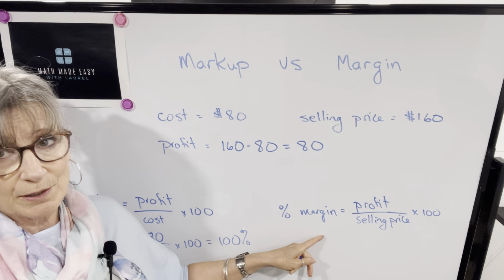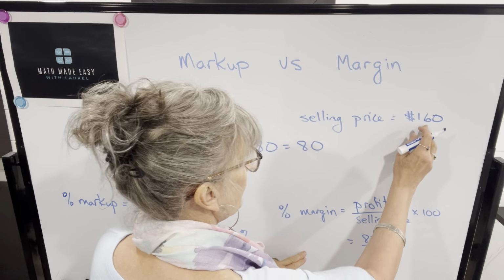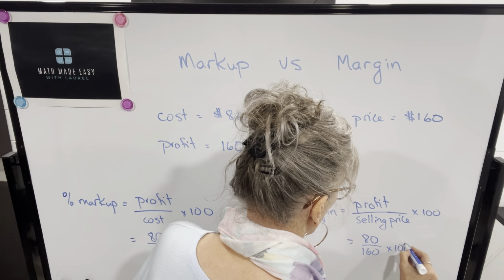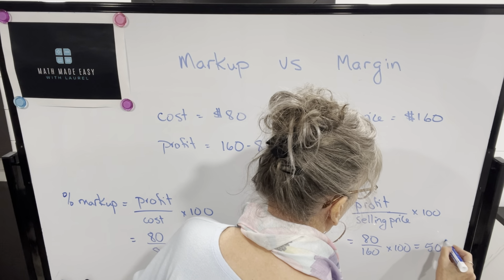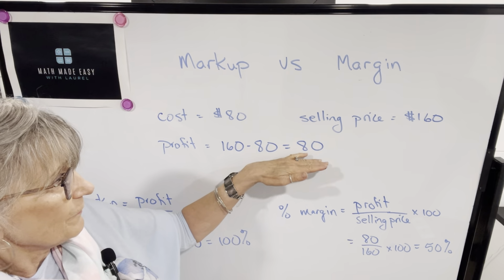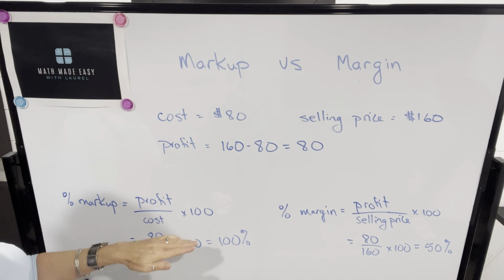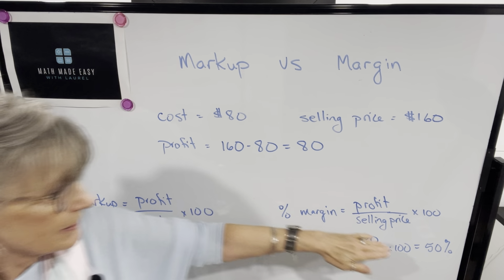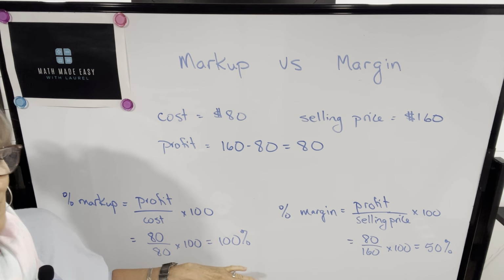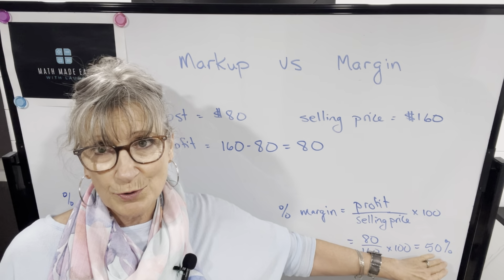On the other hand, if we're finding percent margin, we're going to take that profit of $80, divide by the selling price of $160, and we will get a 50% margin. So in other words, the profit is 50% of the selling price. The profit is 100% of the cost, but 50% of the selling price. Understand that your percent markup will always be greater than your percent margin.